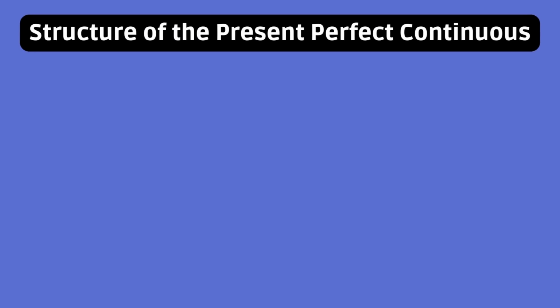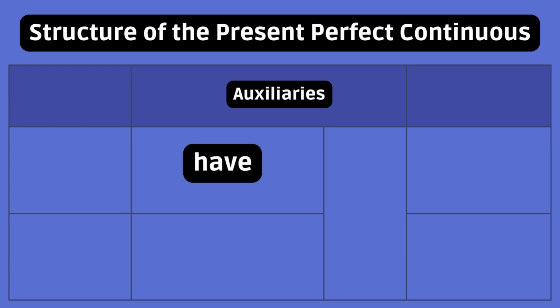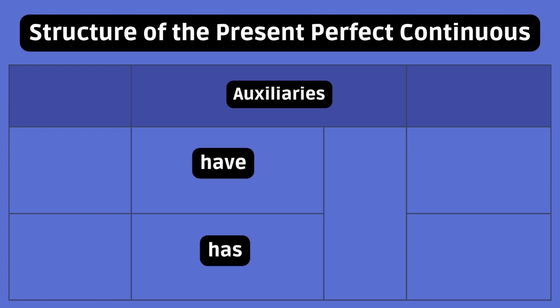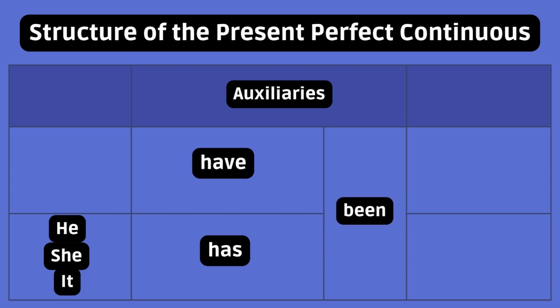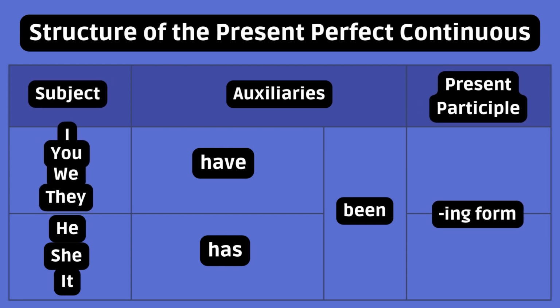Structure of the present perfect continuous. Okay, the present perfect continuous consists of three words. An auxiliary, have or has. Has is only used with he, she, or it. Another auxiliary, the past participle of the verb to be, been, and a present participle, the ing form of a verb.